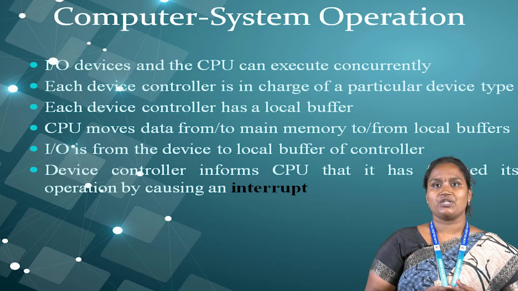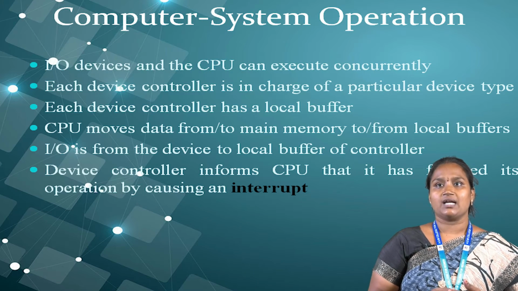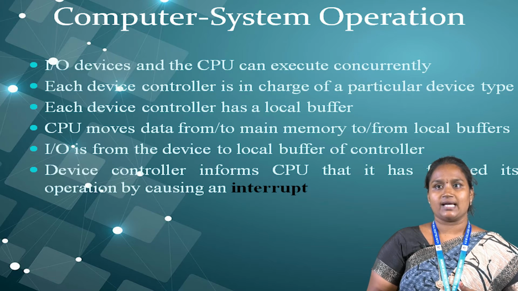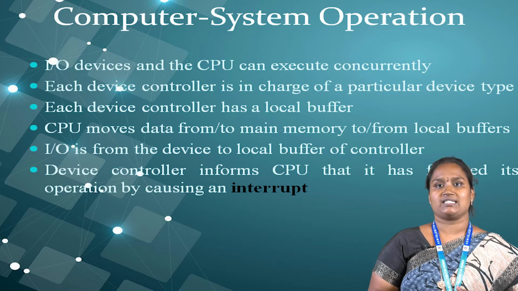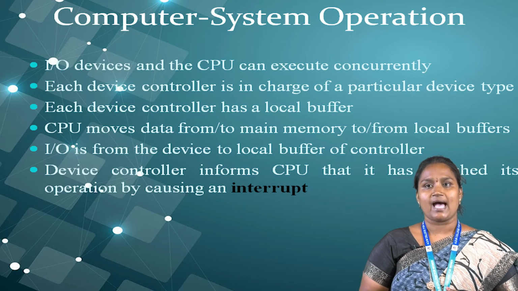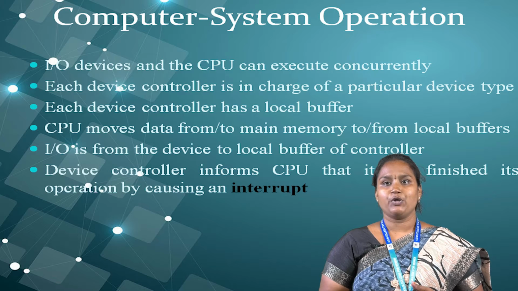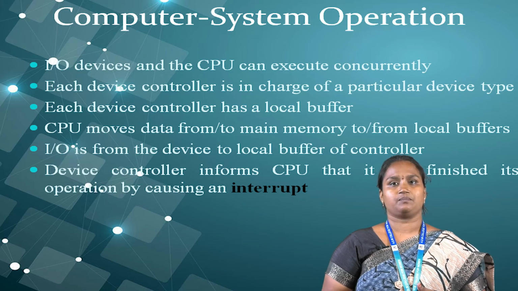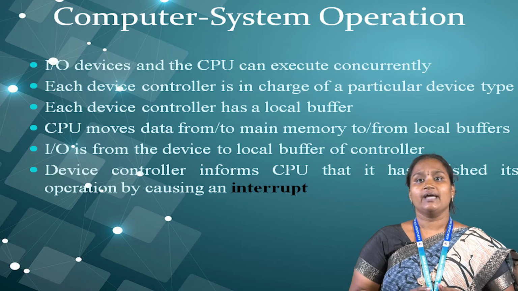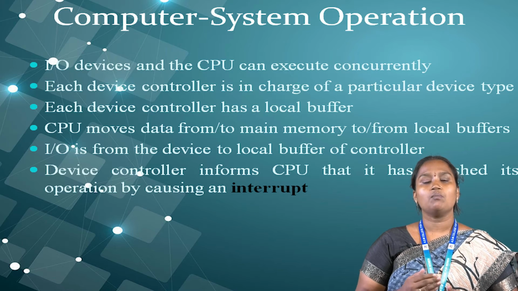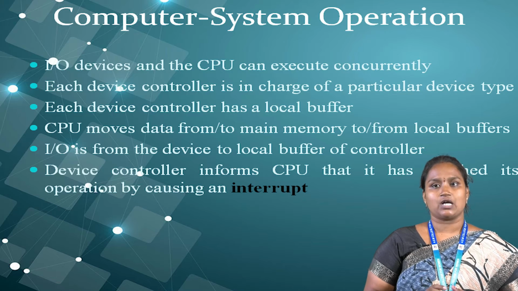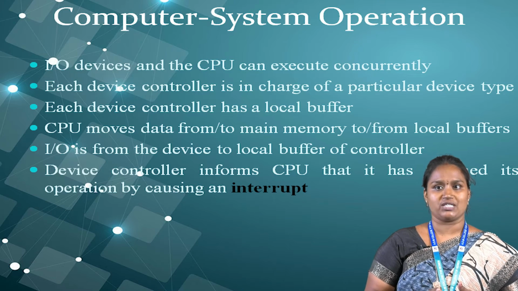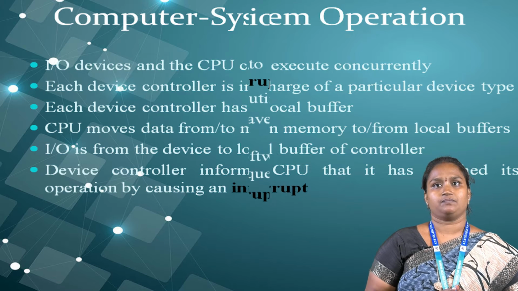Computer system operations, continued. Input-output devices and the CPU can execute concurrently. Each device controller is in charge of a particular device type. Each device controller has a local buffer. CPU moves data from main memory to the local buffer. Input-output is from the device to the local buffer of the controller. Device controller informs CPU that it has finished its operation by causing an interrupt.